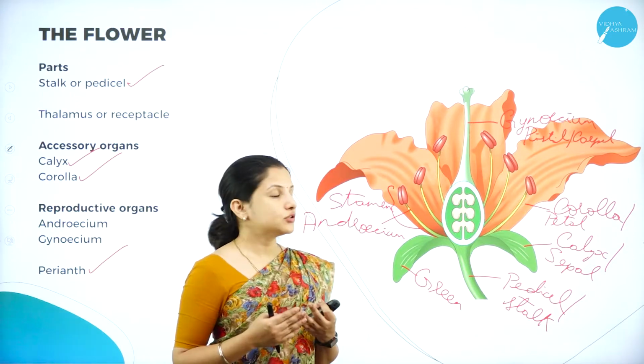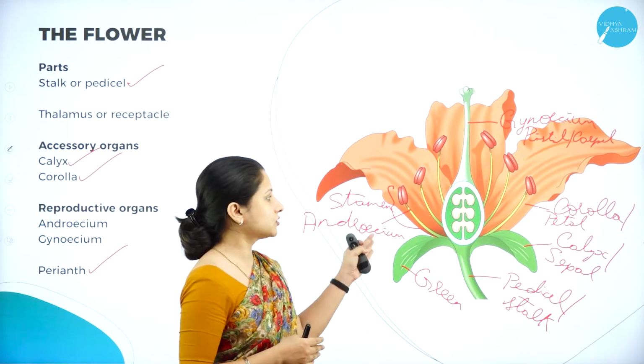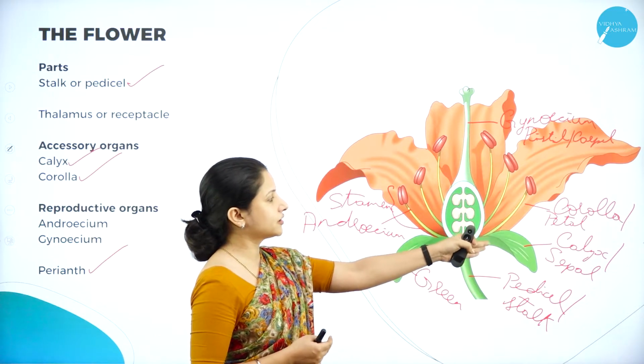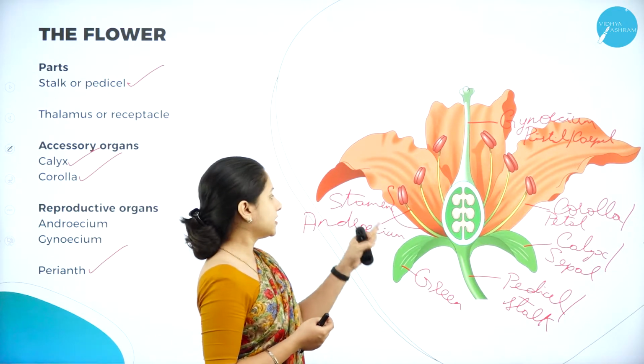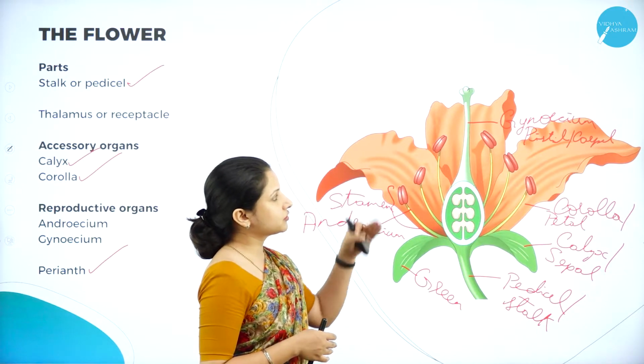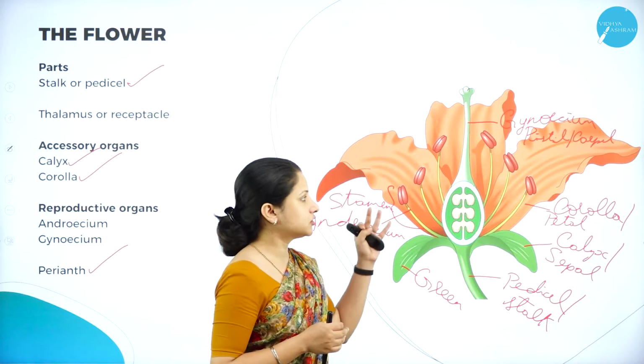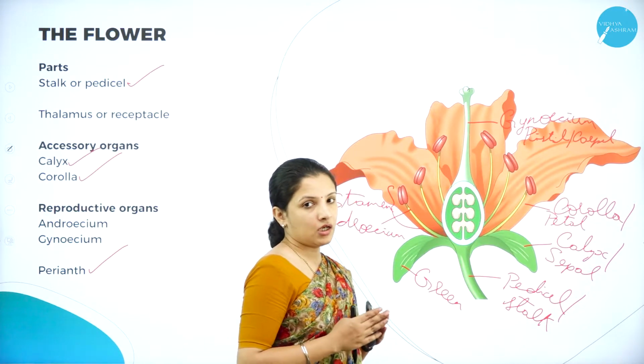So therefore, flowers in general are usually made up of 4 or 5 whorls. The outer whorl will be the calyx or the sepal. Inner to the corolla and the petal, there is the stamen or the andrecium, and innermost to the andrecium is the gynoecium or the pistil or the carpel. So these are the different parts of the flower.